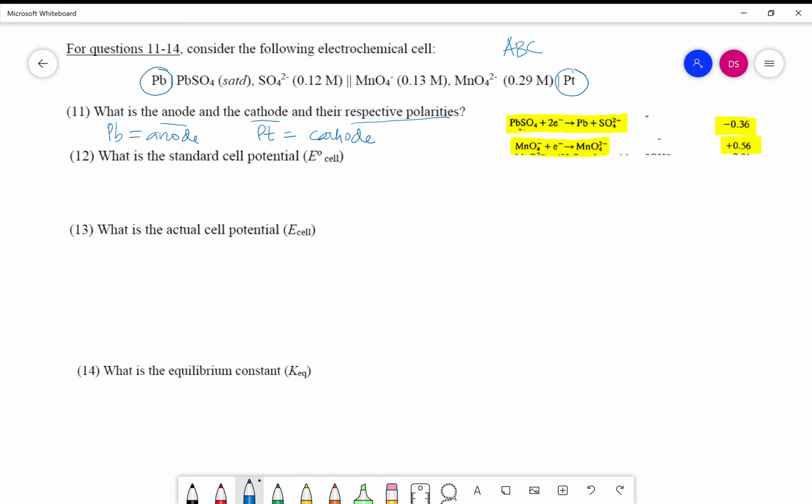Now, as to the polarity of the anode and the cathode, it depends. If you have a galvanic cell, that means the potential is positive. The anode is the negative electrode and the cathode is the positive electrode. And it's the opposite when you have an electrolytic cell. So how do you find out whether you have an electrolytic or a galvanic cell?